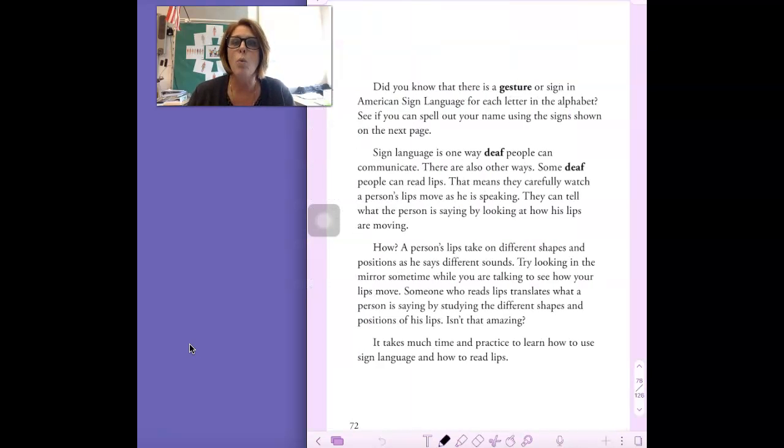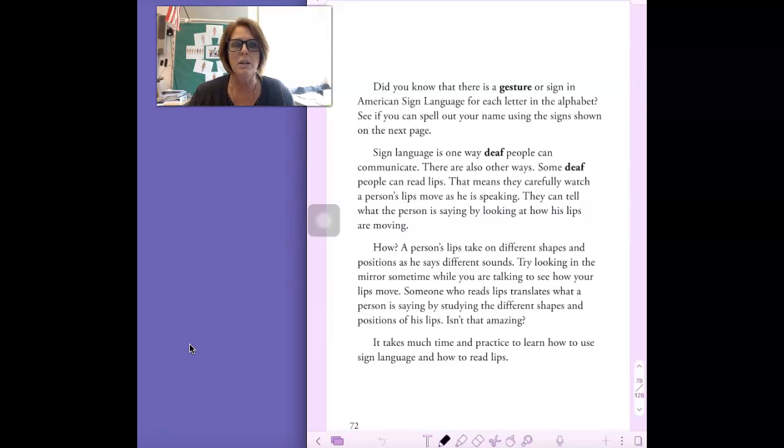Sign language is one way deaf people can communicate. There are also other ways. Some deaf people can read lips. That means they carefully watch a person's lips move as he is speaking, or she. They can tell what the person is saying by looking at how his lips are moving. How? A person's lips take on different shapes and positions as they say different sounds.